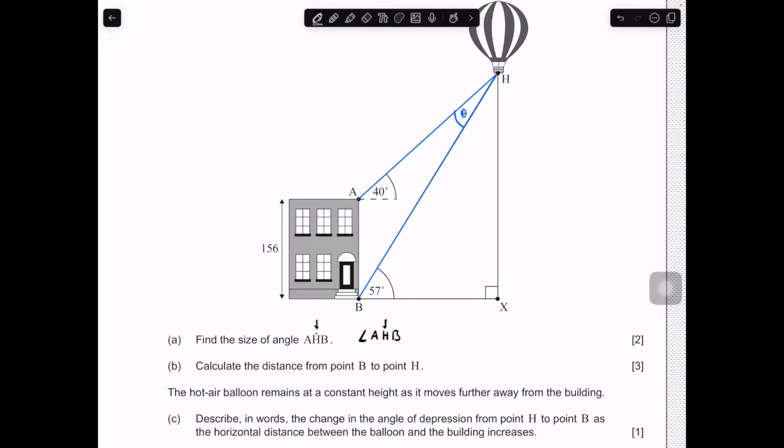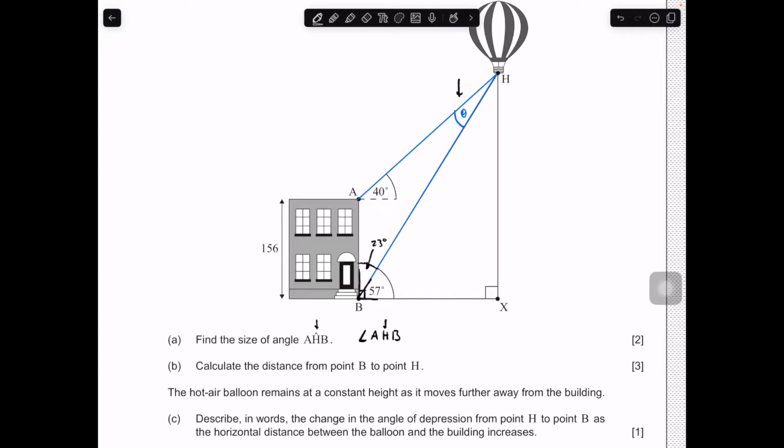AHB would form itself a triangle, and we know interior angles of a triangle sum to 180. So let's see if we can find the two interior angles, and then we can find this missing one right here. If we're looking at this building, we know the edge of this building with the ground will form a right angle. And that means we're going to have what are called complementary angles. If this is a 90-degree angle, and we see 57 degrees right here, then we know that the remainder would have to be 23 degrees.